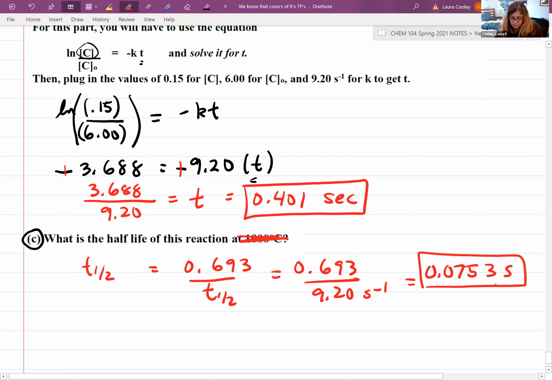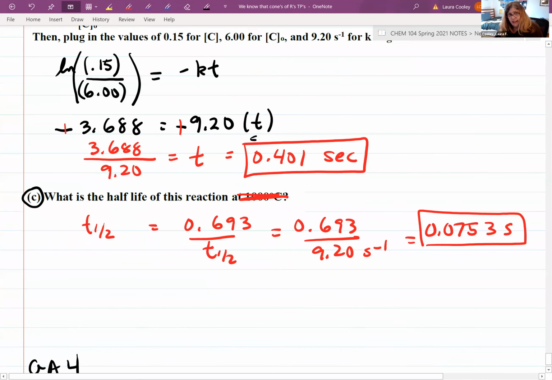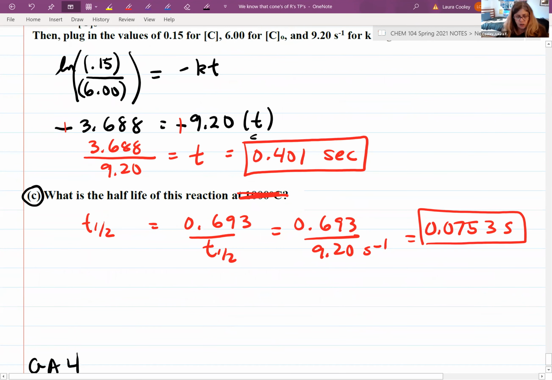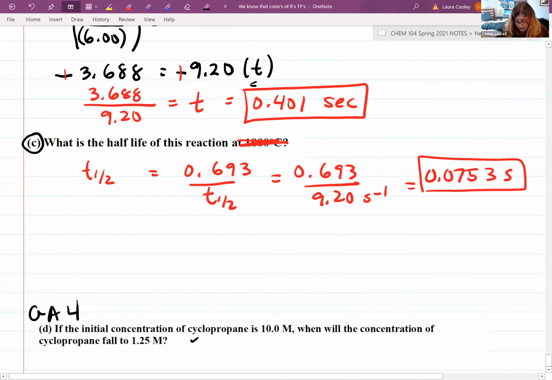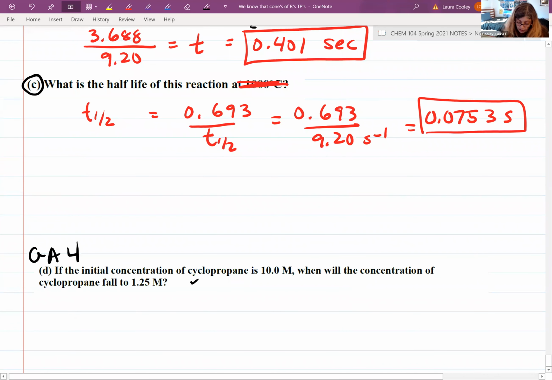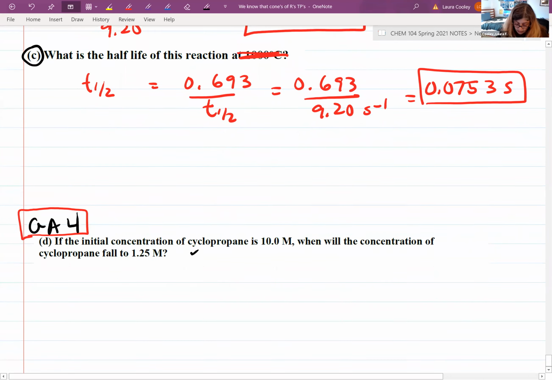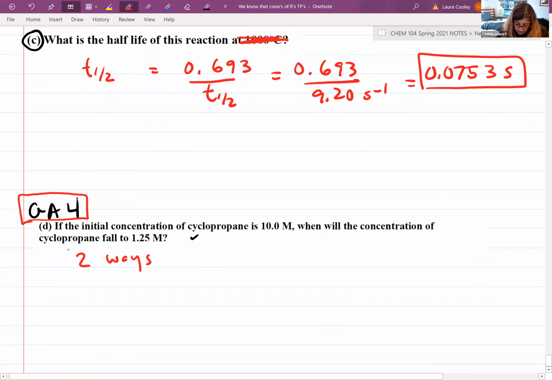Whereas the previous reaction had a half-life of 22 seconds. They can be all over the map, really can be. It's just whatever the rate constant is that determines that. It's really dependent on that. So this part is part of graded assignment 4, and I ask you to do this in 2 ways on the handout. One is to use half-lives and one is to use the equation. And I've showed you both of those.